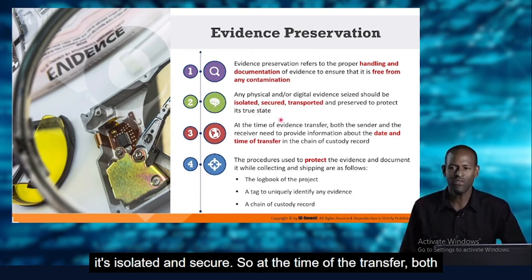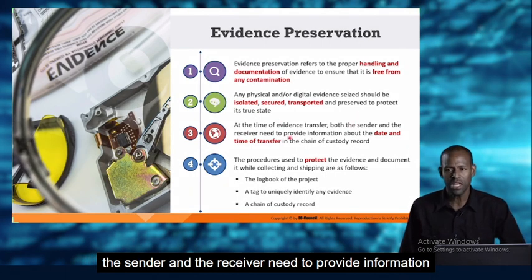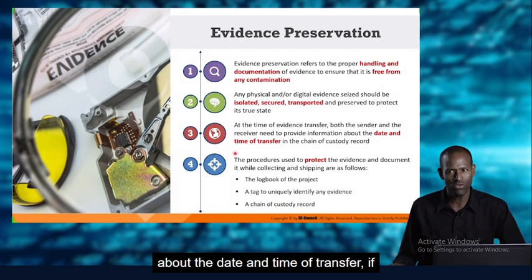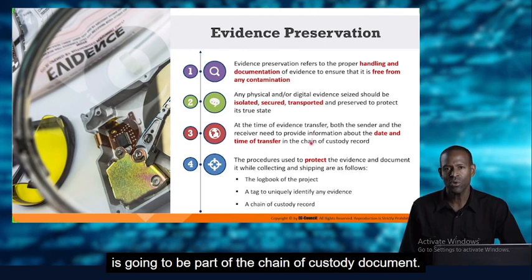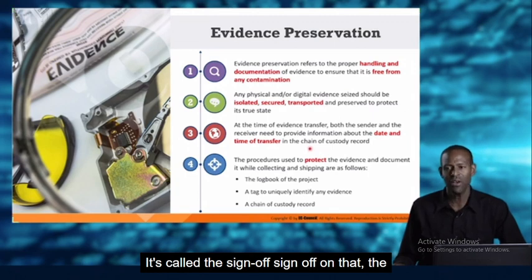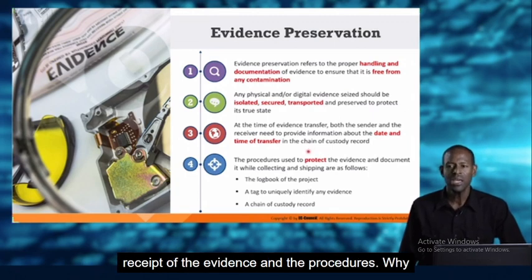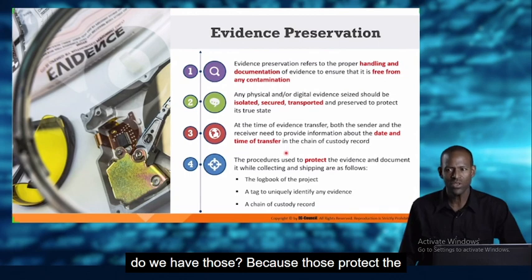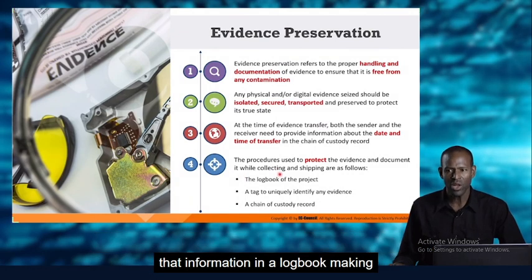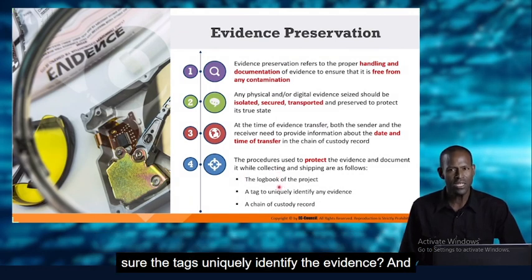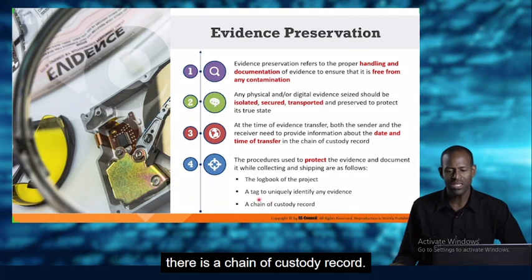So at the time of the transfer, both the sender and the receiver need to provide information about the date and time of transfer, if there is a transfer of this evidence. And that is going to be part of the chain of custody document. It's called the sign-off, a sign-off on the receipt of the evidence. And the procedures, why do we have those? Because those protect the evidence and they document what's going on, collecting that information in a logbook, making sure the tags uniquely identify the evidence, and there is a chain of custody record.